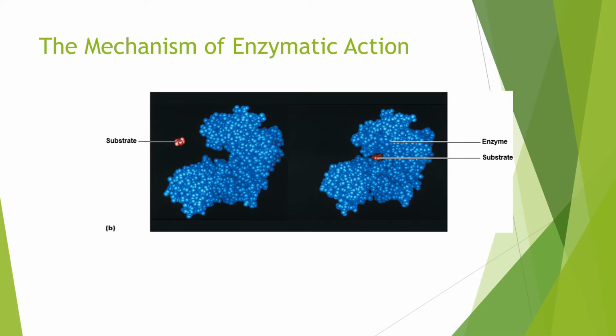This is an image kind of showing you how the substrate is going to fit within the active site of the enzyme, and it has to be a properly shaped substrate to be able to fit within that uniquely shaped active site of the enzyme. And once they bind, you can kind of see the enzyme kind of hugs the substrate, and the reaction can go ahead and get started.